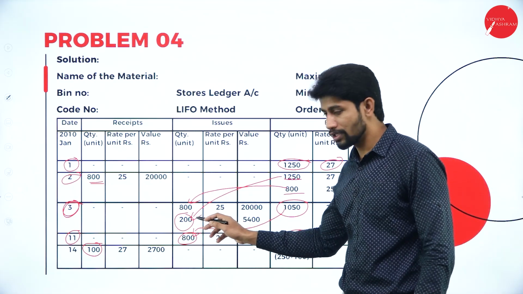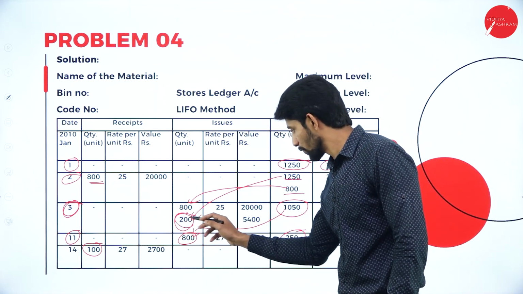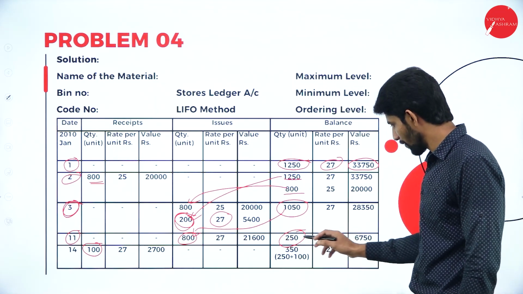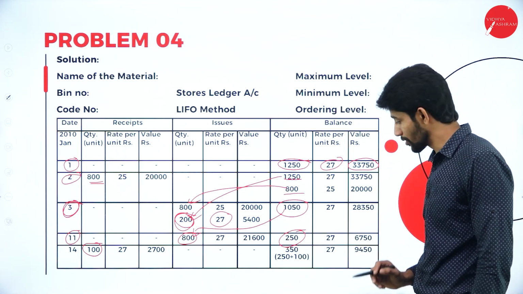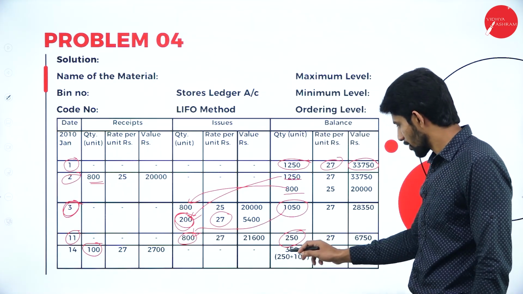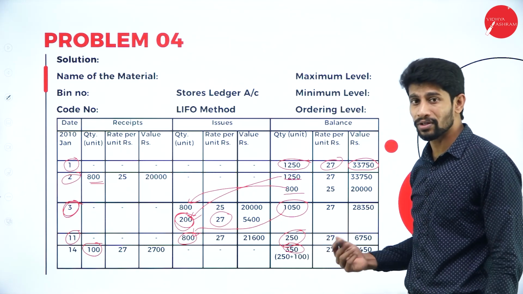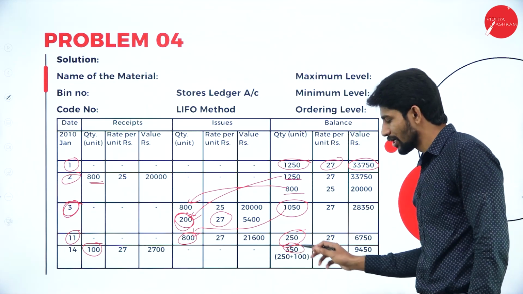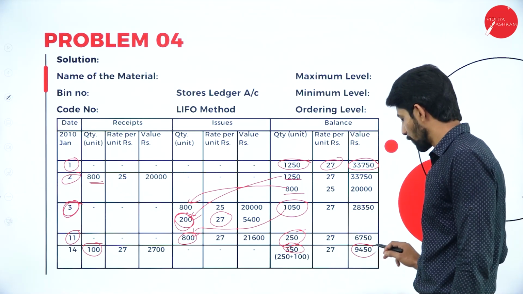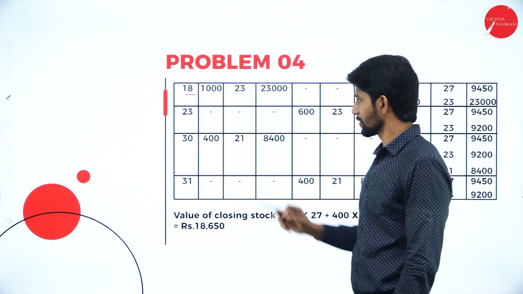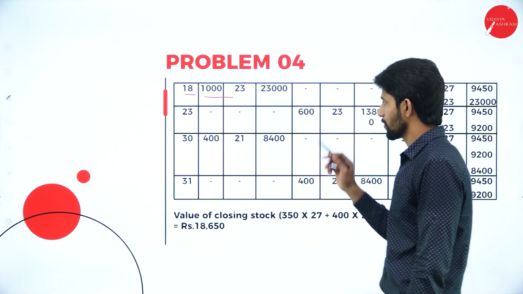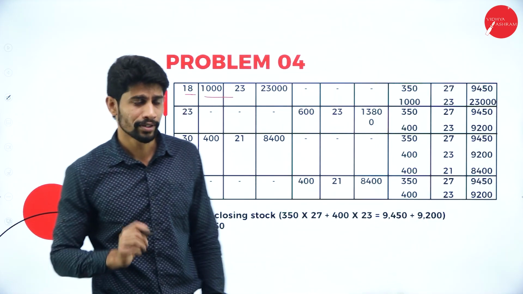On 3rd Jan we issued, see this one, 200 units which cost 27 per unit. So here also we have 250 balance which cost 27 per unit. So 250 plus the return we received, 100, totally it comes to 350 because both cost the same per unit. That is why we are totaling it together. 350, 27 per unit, 9,450.